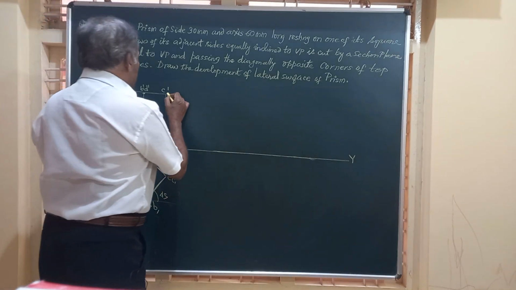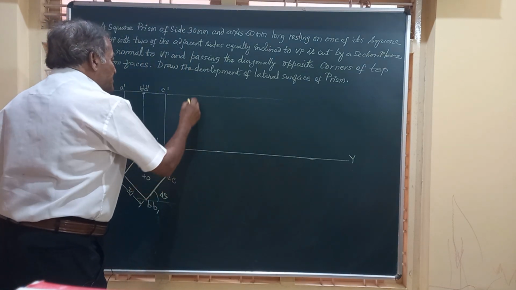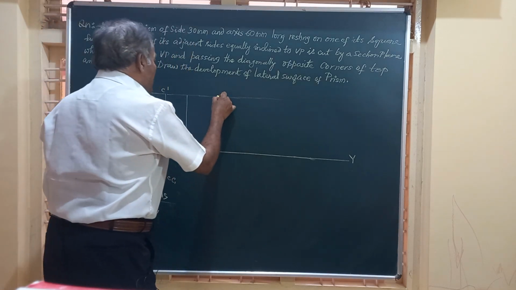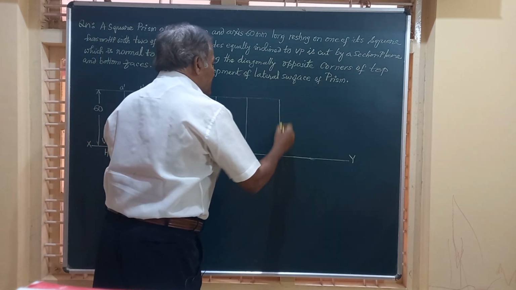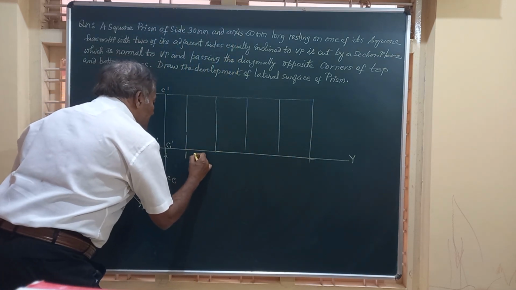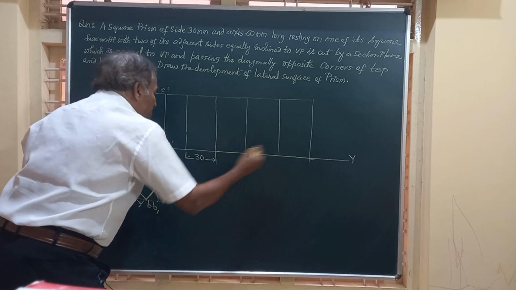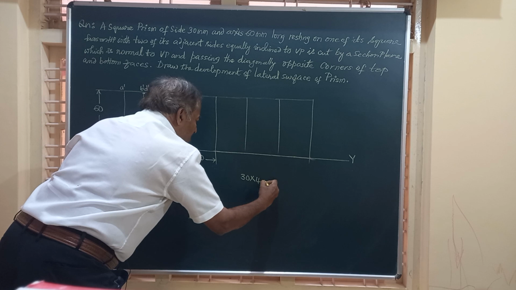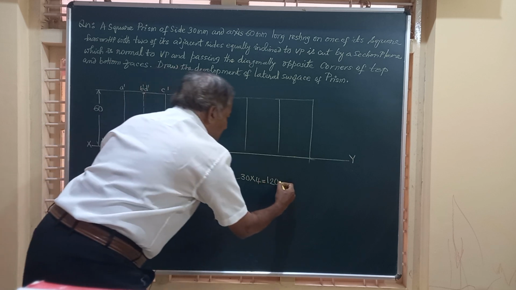Friends, adjacent to this front view, we will construct a rectangle of height 60 mm and width equal to 30 into 4, 120. So here I am going to have four rectangles. Rectangle 1, rectangle 2, rectangle 3, and this is rectangle number 4. Four rectangles, and each has a dimension of 30 mm, and the total length is 30 multiplied by 4, that is 120 mm. It is 4 because there are 4 such rectangles on the lateral surface.